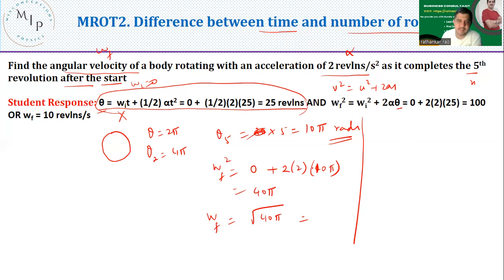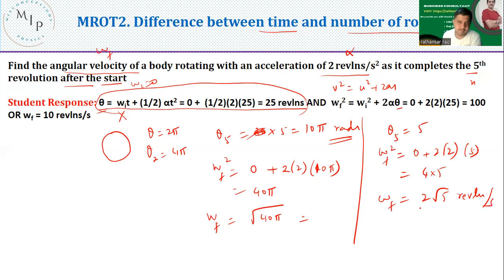So as a result of it, if I put just theta equal to 5 here, instead of 2 pi, theta is equal to 5, then omega f square is equal to 0 plus 2 into 2 into theta, which is nothing but 5 itself, which should be equal to 4 into 5. That's what you get. So omega final is equal to 2 root 5. What is the unit here? Revolutions per second, because everything is in revolution. See, I did not change this.